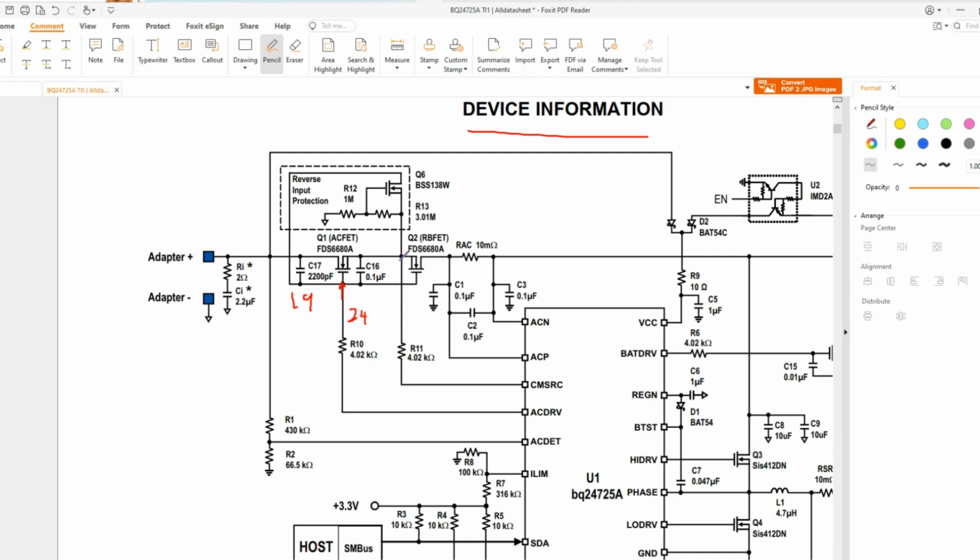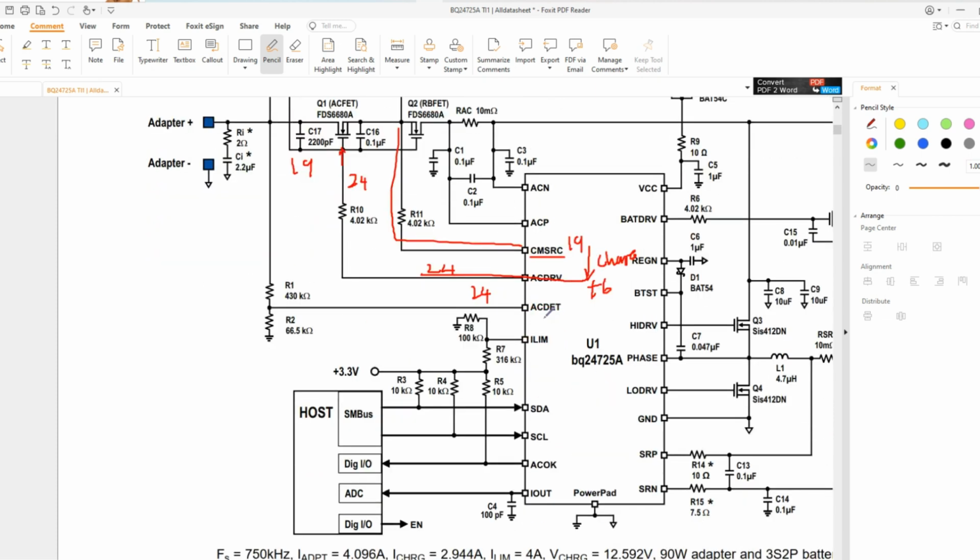Once the charger IC receives 19 volt on the CMSRC pin, the 19 volt will go into the charge pump inside the charger IC, and the charge pump will add plus 6 volt, and then it will send 24 volt on the AC drive pin here. In order to send this AC drive as 24 volt, the charger IC ensures that some requirements are met. For example, the AC detect pin and some of the voltages should be met here. We can see that on the details below.